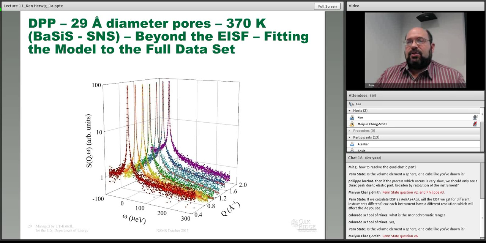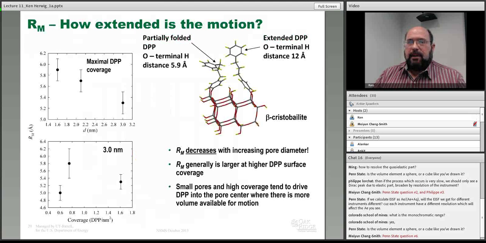Now we can extract a lot of information from that model. We can look now in more detail at how extended the motion is, and we've got that plot right here. You can see that, kind of counterintuitively, the radius of motion decreases as one increases the size of the pore.